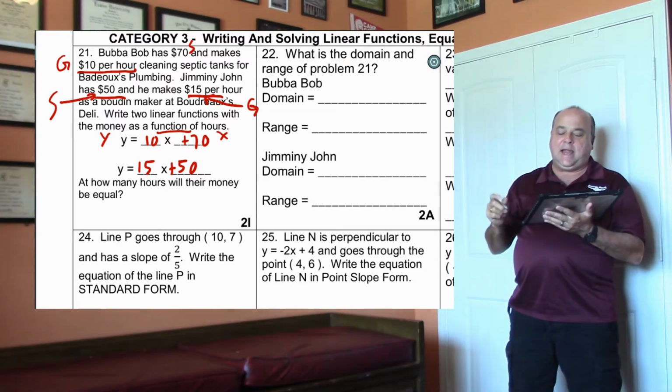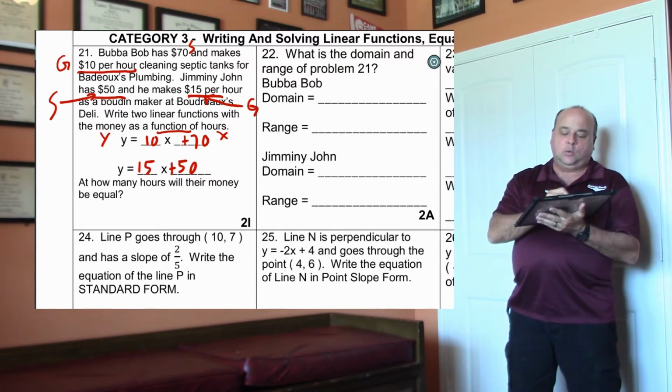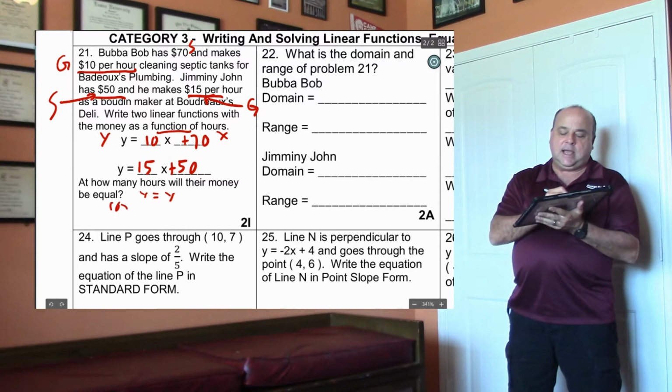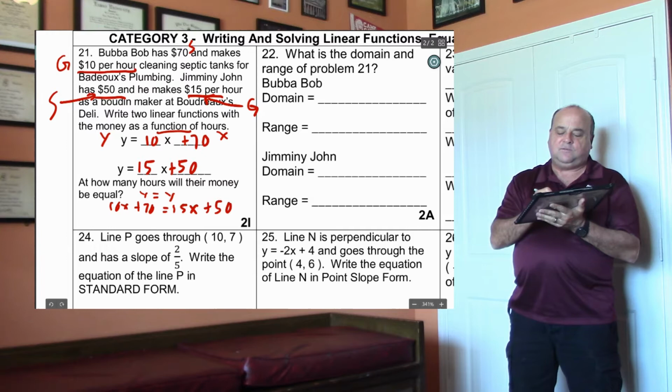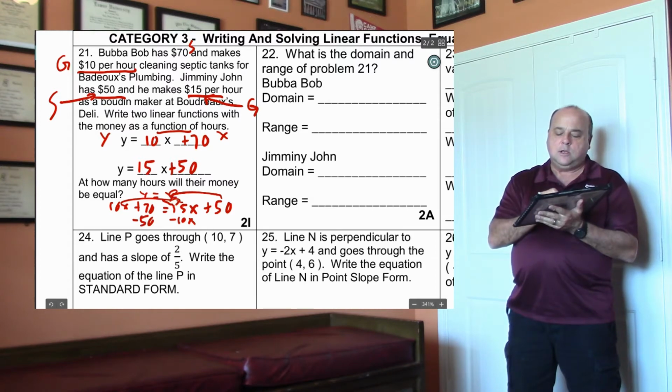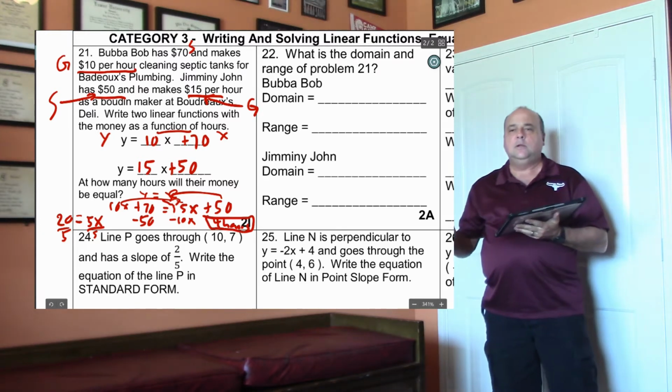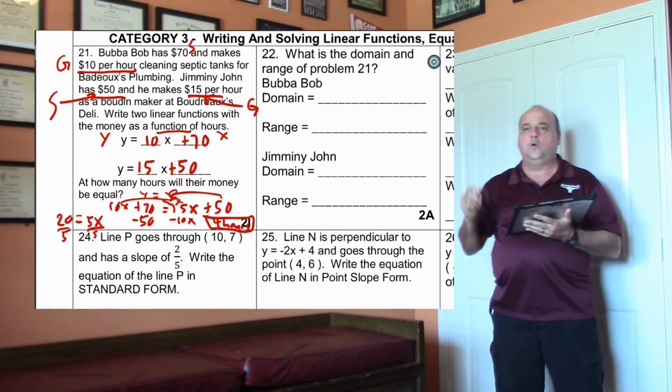Now then, when will they have the money be equal? So what you're going to do is set Y equal to Y. So 10X plus 70 equals 15X plus 50. I'm going to move the 10X, since it's smaller, and then that 50 over here. So I'll have 20 equals 5x, and divide by 5. So at 4 hours, their pay will be equal, won't they? They're going to have the same amount of money at 4 hours.